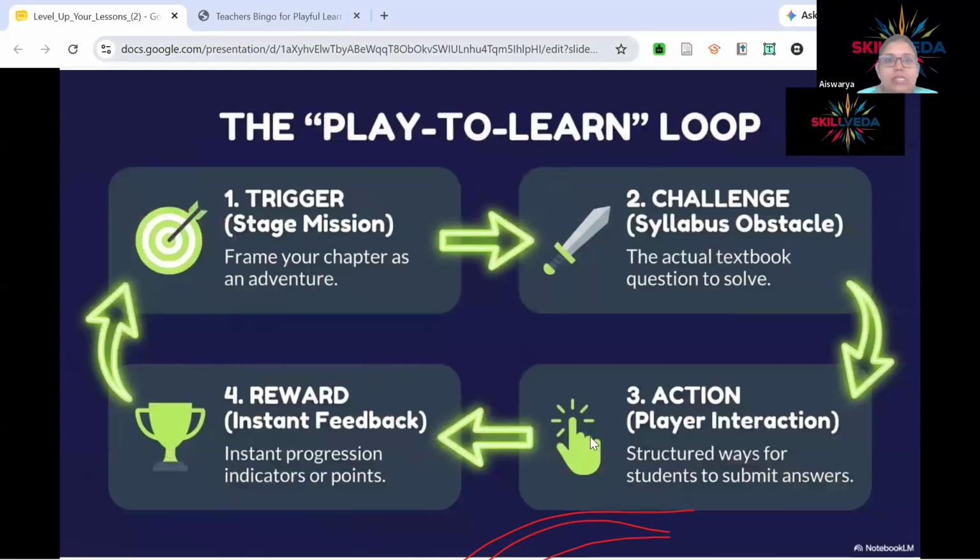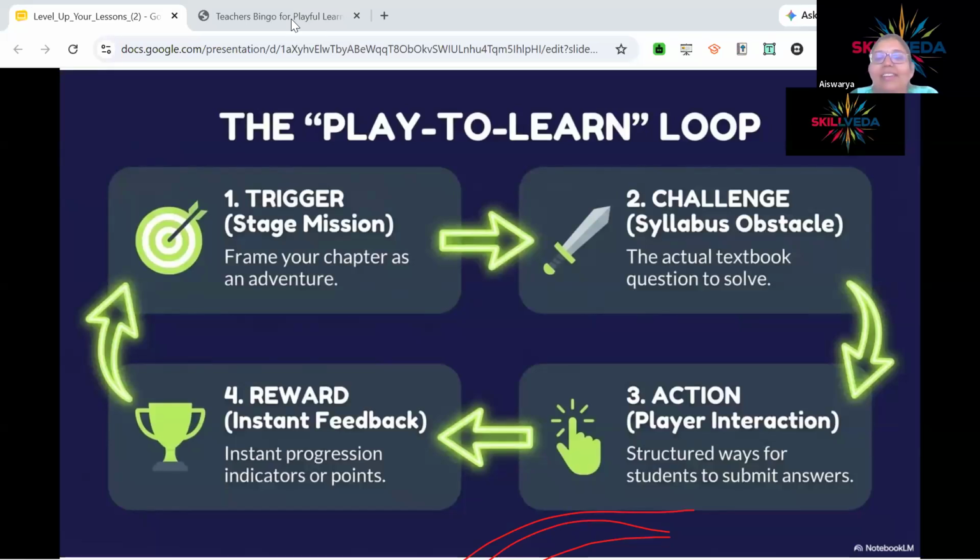So here is our first agenda, where we are going to understand what this play to learn loop is all about. Gamifying your school lesson is not meant to say that I'm going to turn our classroom into a chaotic video game market where 45 children are jumping on the desk. No, I'm not going to do that.